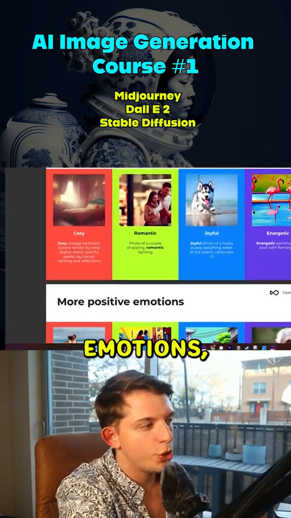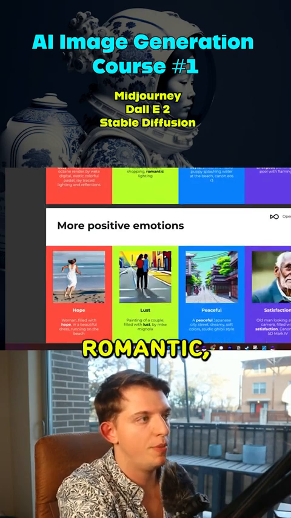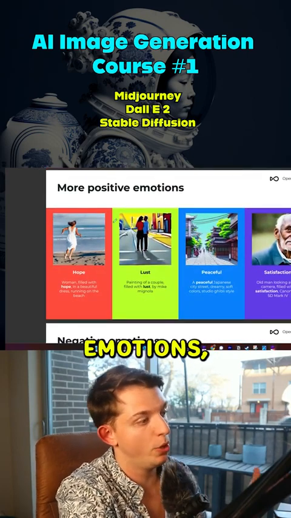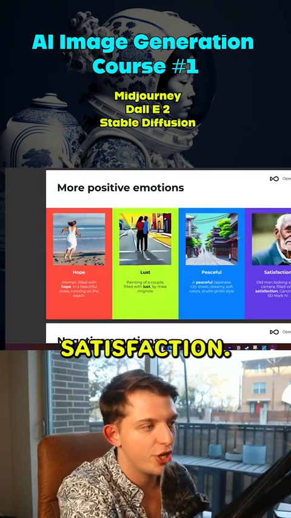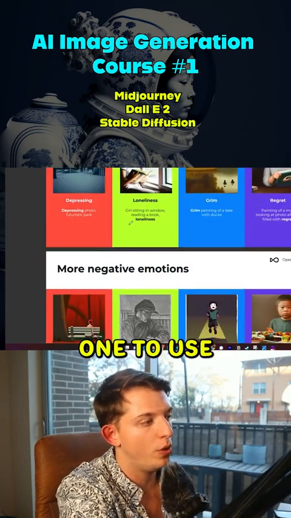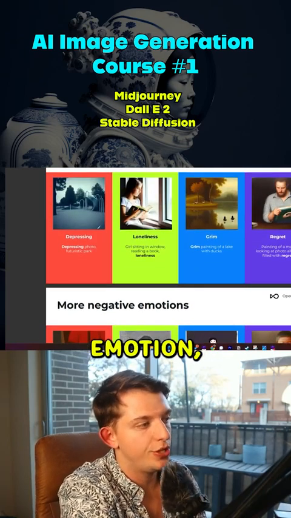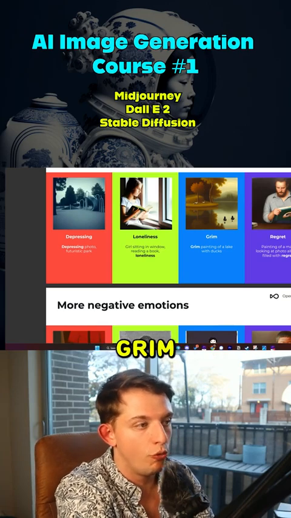And next you can use emotions. So you have positive emotions: cozy, romantic, joyful, energetic. You have more positive emotions: hope, lust, peaceful, satisfaction. I've noticed peaceful is a very cool one to use. Negative emotions: depressing, loneliness, grim, regret.